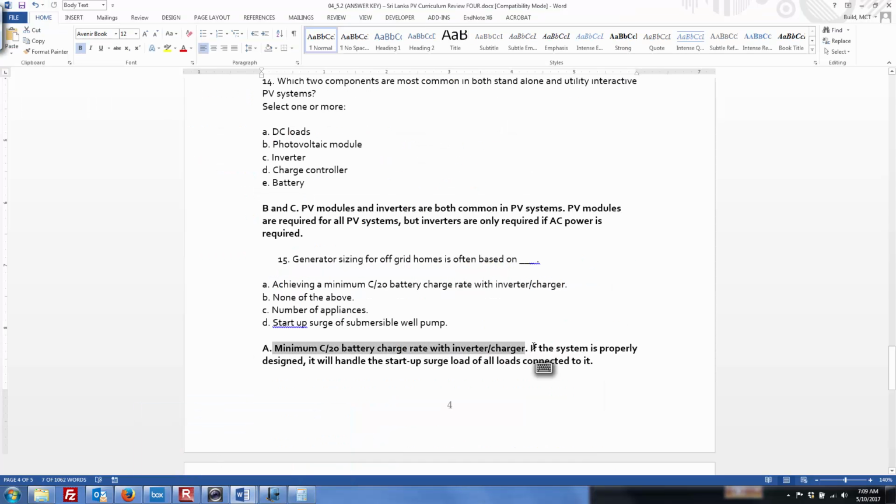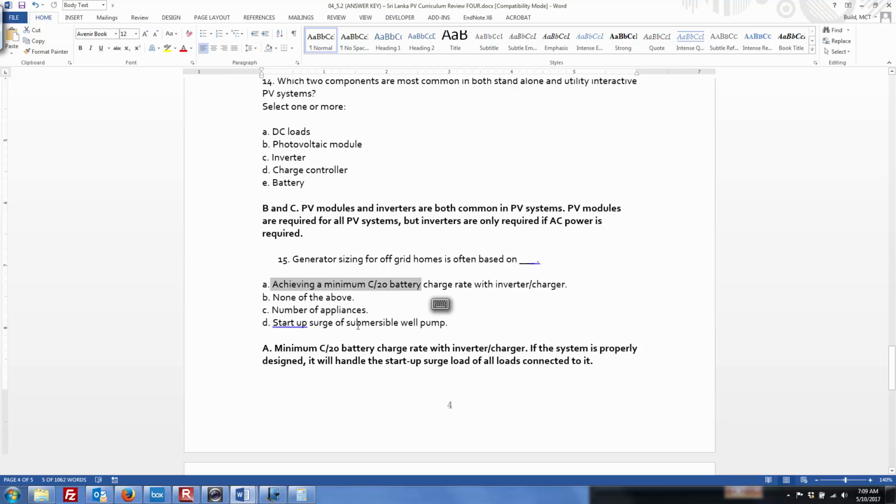So if the supply is properly designed, it will handle the startup surge of all loads. If you all of a sudden turn on everything, achieving a minimum C20 battery charge rate means the battery bank is large enough to accommodate this, and the idea is that you could actually run for 20 hours with it.